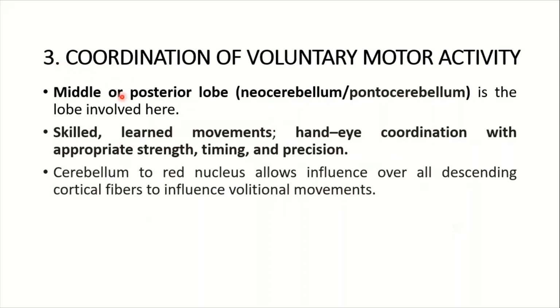Number three, coordination of voluntary motor activity. The middle or posterior lobe, which is also known as the neocerebellum or pontocerebellum, is the lobe involved here. Skilled learned movements, hand-eye coordination with appropriate strength, timing, and precision. Cerebellum to red nucleus allows influence over all descending cortical fibers to influence volitional movements.